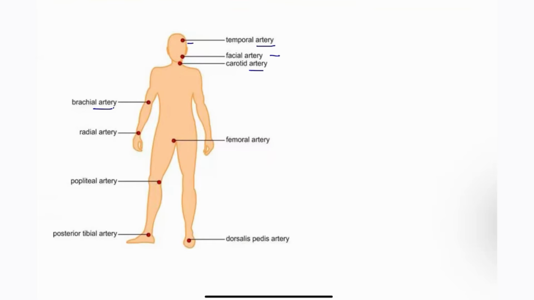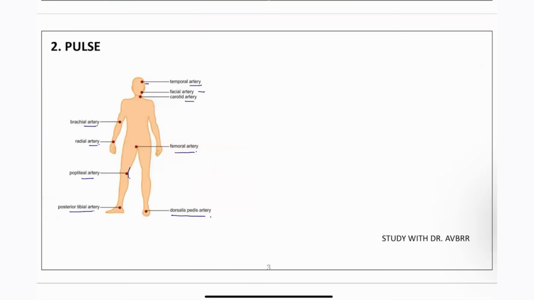At the radial, again the anatomical snuffbox, this is the radial artery, and the femoral artery in the inguinal region, and the popliteal artery at the back of your popliteal fossa, posterior tibial artery on the shin, and in the foot you are going to see the dorsalis pedis artery. Okay, these are the pulse points that can be asked in the examination.